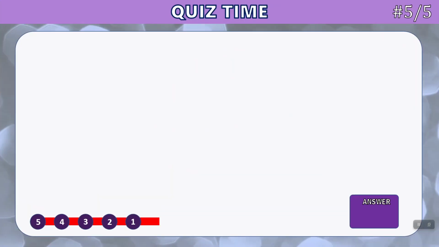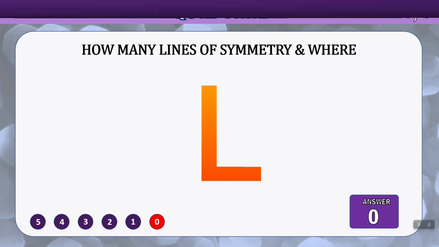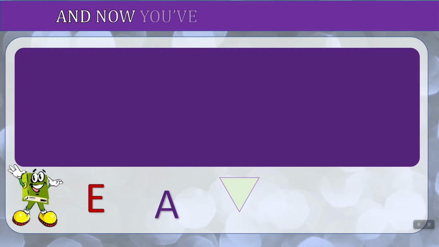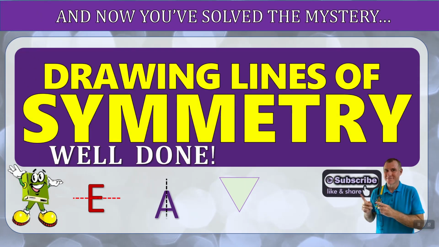Last question. Question 5. How many lines of symmetry are there in the letter L? Time's up. Did you remember? The L has 0 lines of symmetry. And now you've solved the mystery of how to draw lines of symmetry in letters of the alphabet and various shapes. Well done.